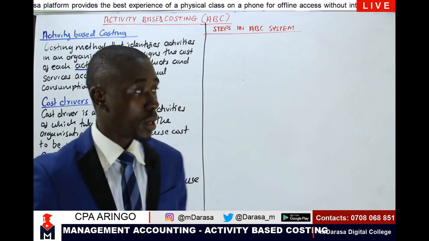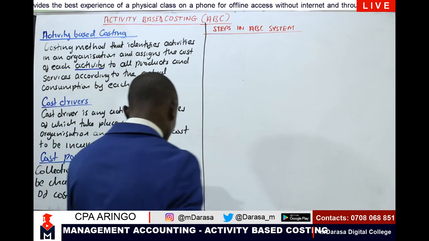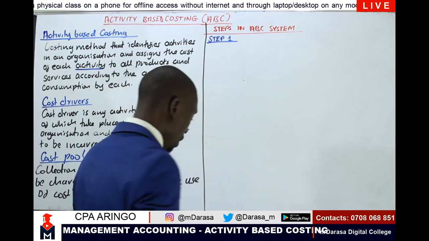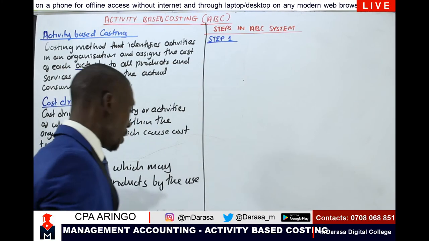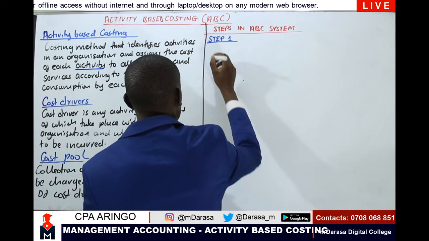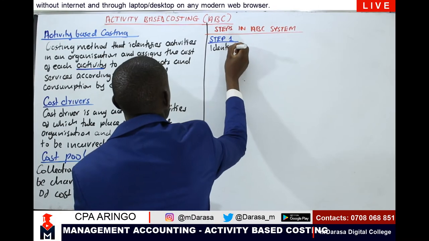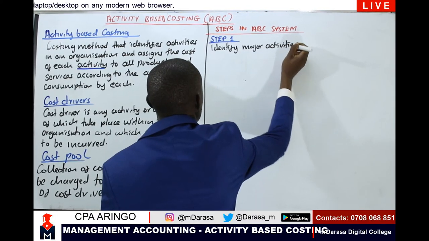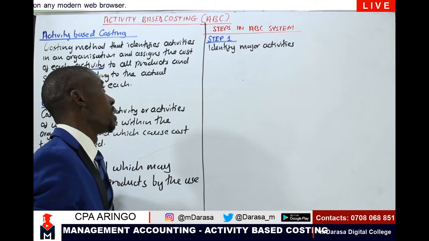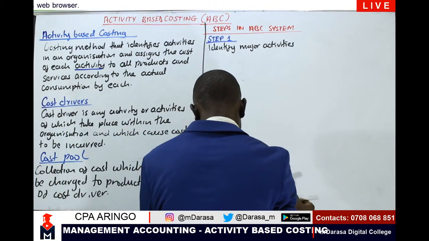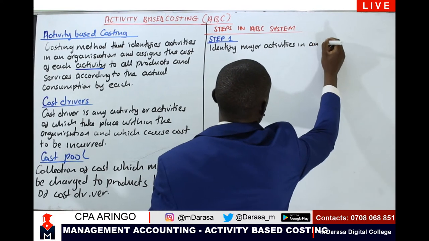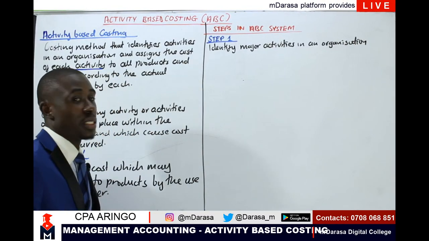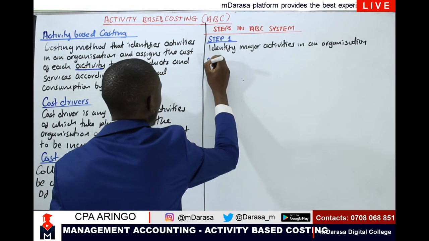So step number one, whenever we are talking of the ABC system. It will always be very key for us to identify the activities within the organization. Identify major activities within the organization. That should always be our step number one. Identifying the major activities in the organization. That should take us to step number two.